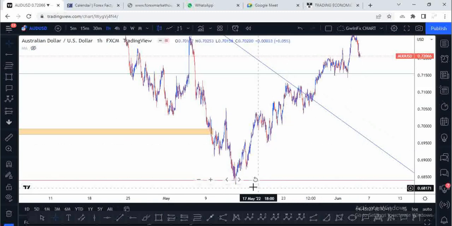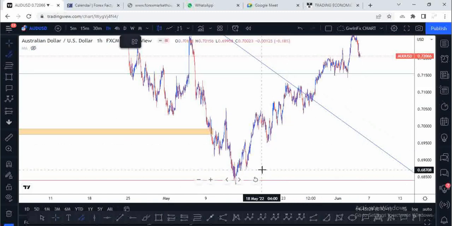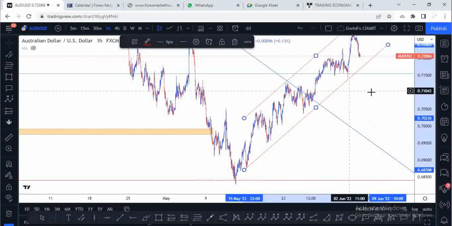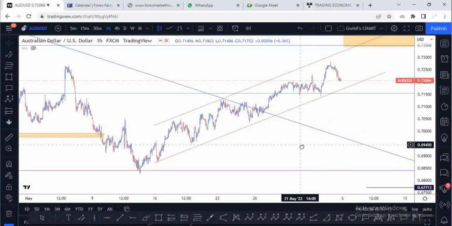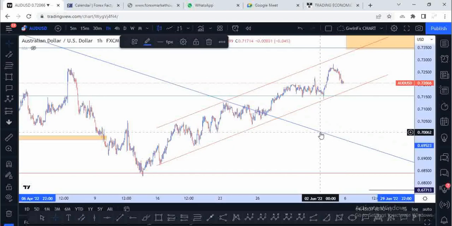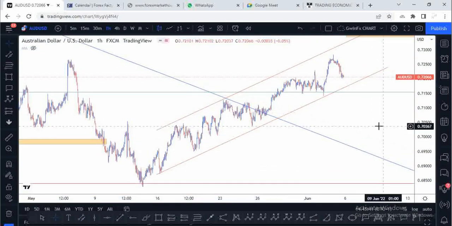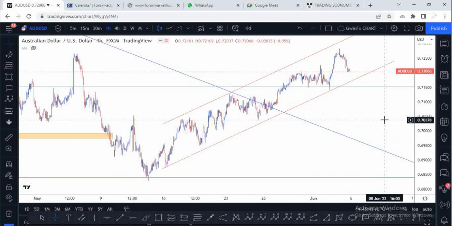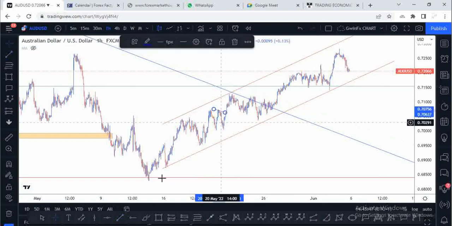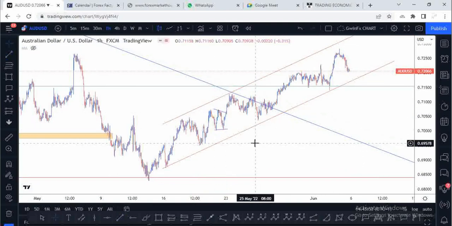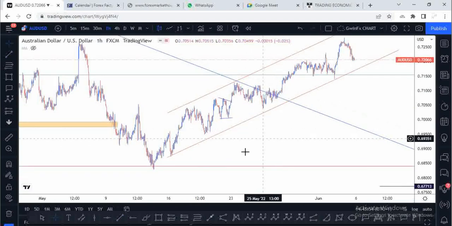On a 1-hourly, we can see that we have been in more of an uptrend or some sort of upward channel. Okay, on hourly, we're in an upward channel, and if we look at this upward channel here, I'm going to try as much as possible to see how I can break this down for you guys.